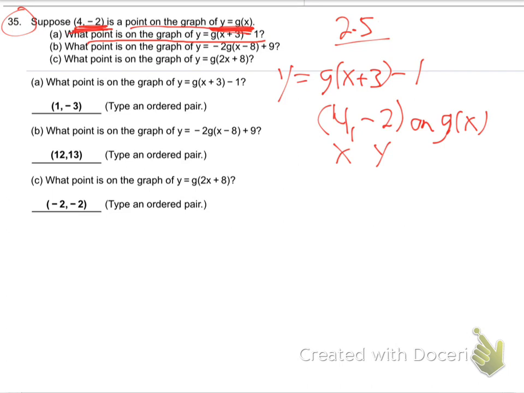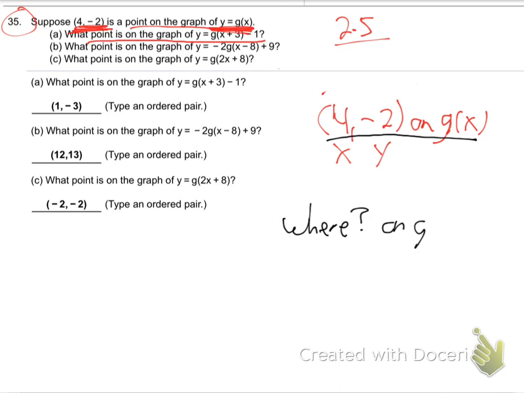So where is that point 4, negative 2, which is on g of x, going to go? What are they asking here? g of x plus 3 minus 1. Where is this guy going to go when you start doing this weird stuff with the function? That's the question, right? Okay, let's take a look.